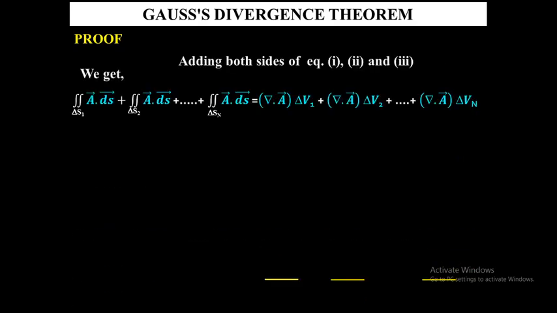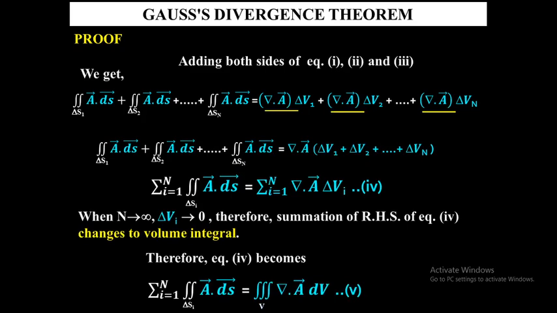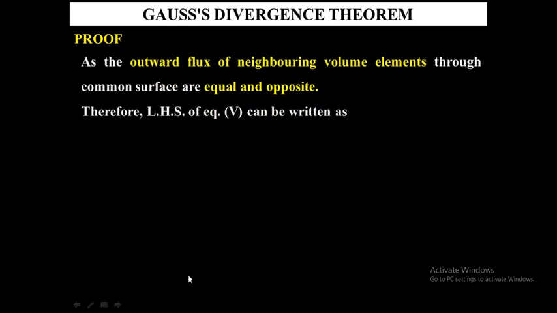So the left hand side of equation number 5, since the outward flux of neighboring volume elements through the common surface are equal and opposite, the summation over i equal to 1 to n of the integral over surface delta Si of A dot dS can be written as a surface integral, that is a double integral over surface S. Because the outward flux through common surfaces cancels out, only the boundary of the whole surface will remain, so delta Si is converted into S, and the summation and integral over delta Si are converted into a double integral over S, that is the surface integral. Suppose this is equation number 6.